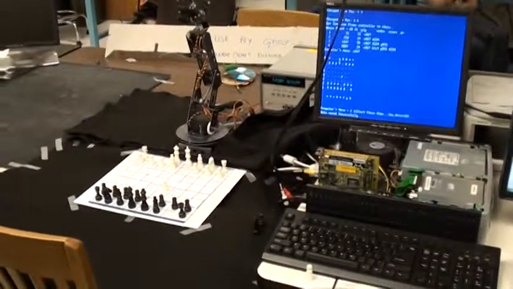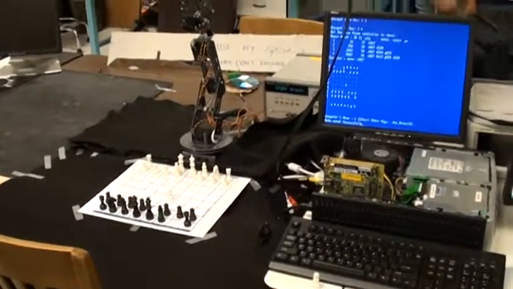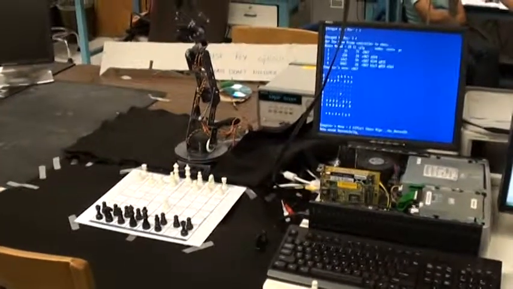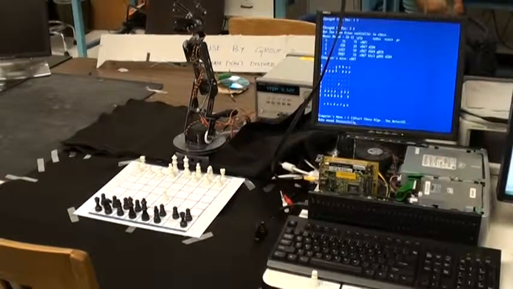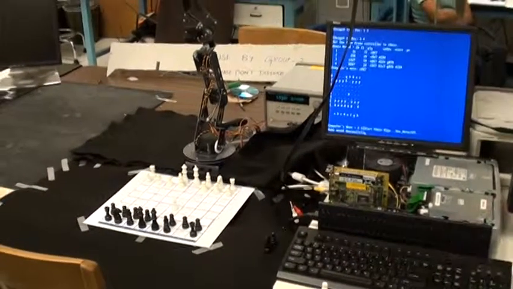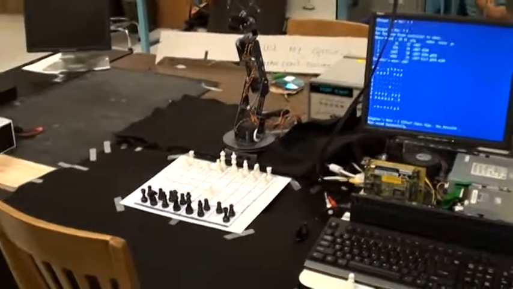Because it would just require the robot arm to make multiple moves. It would be easy to make the robot arm do it. It would be more difficult to recognize it with our vision algorithm if we did a castling move, because there would be four changes occurring instead of two.